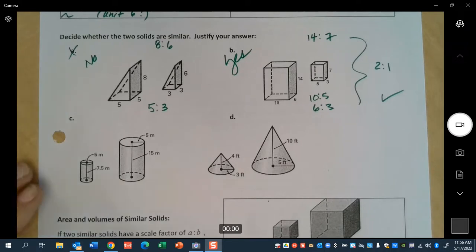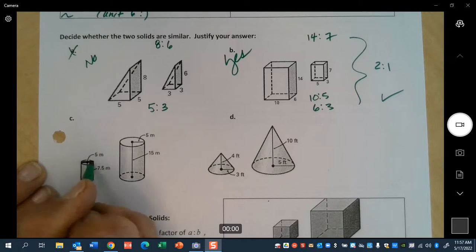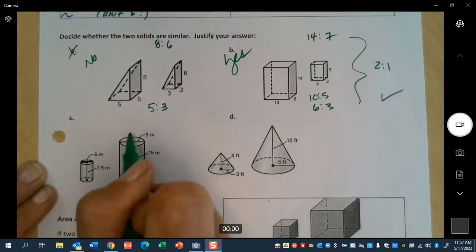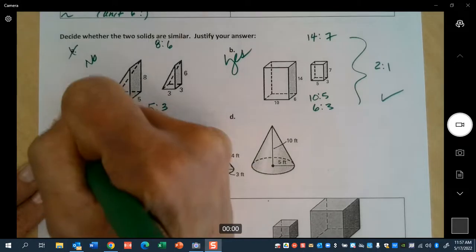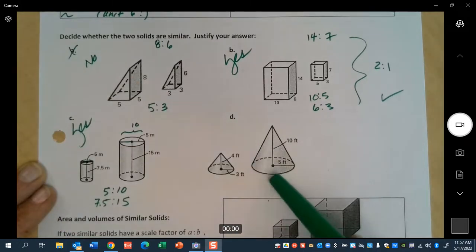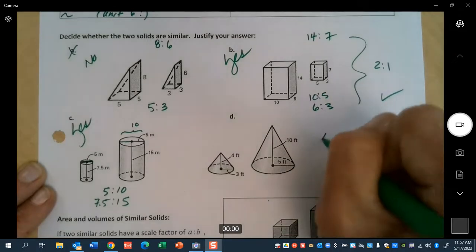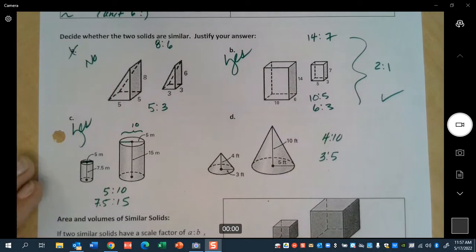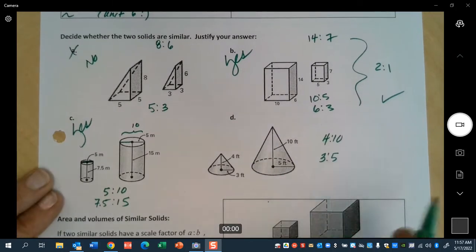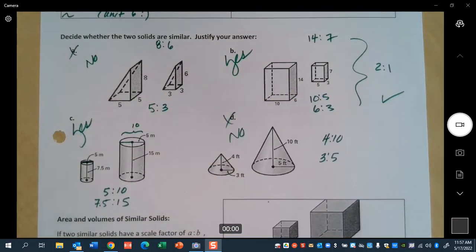All right, how about our cylinders? Yes. Because the 5 on the small one is the diameter, which means this diameter is a 10. So we have a 5 to 10, and then we have 7.5 to 15. So we're going to go with yes to this one. How about this guy? We compare 4 to 10, and we compare 3 to 5. Those are not going to be the same. If this one was 2 to 5, it would be good. But this one is a no.